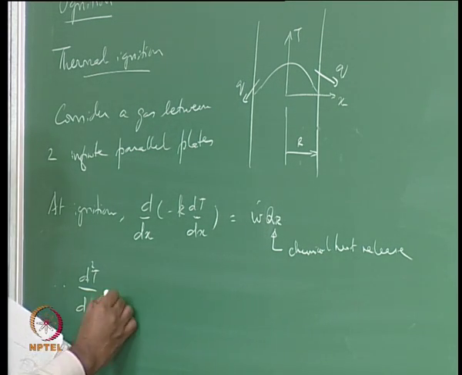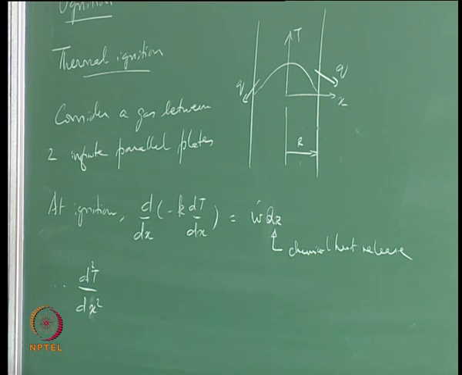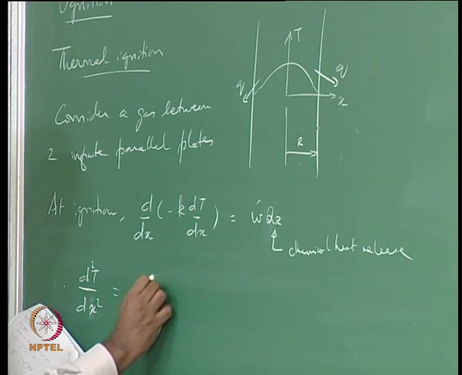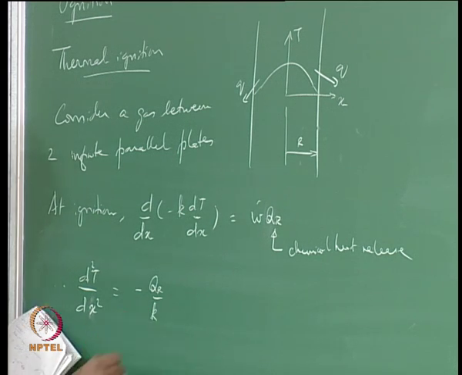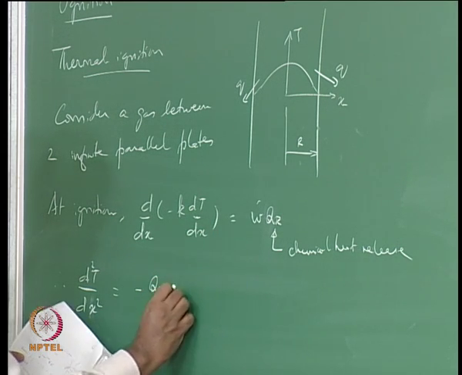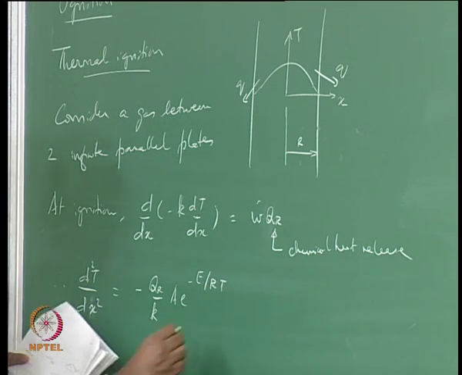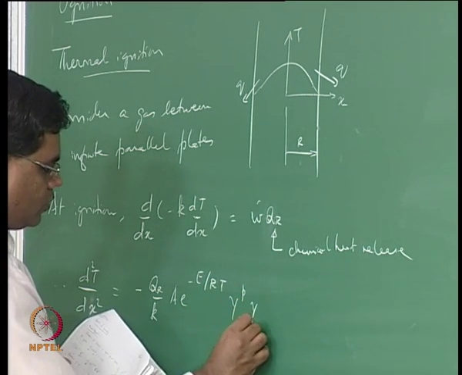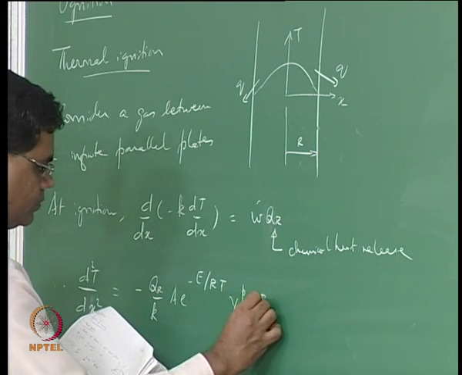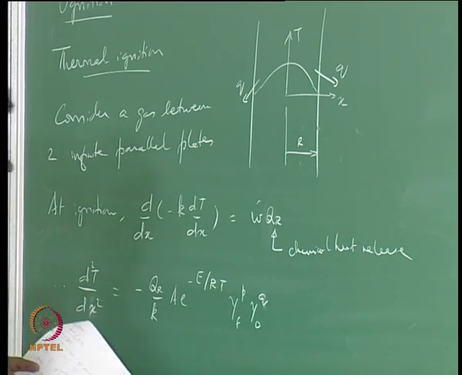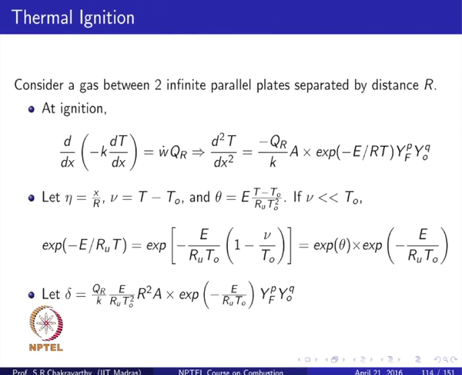So if you now assume constant k, then you're going to get minus q_R divided by k, and you can now write this w-dot as A e to the minus E over RT, Y_F to the power p, Y_O to the power q. Keep in mind that this q is not the same as that one, so we run out of symbols pretty soon because we use pretty much the same symbols most of the time. You could say m and n, but that's fine.